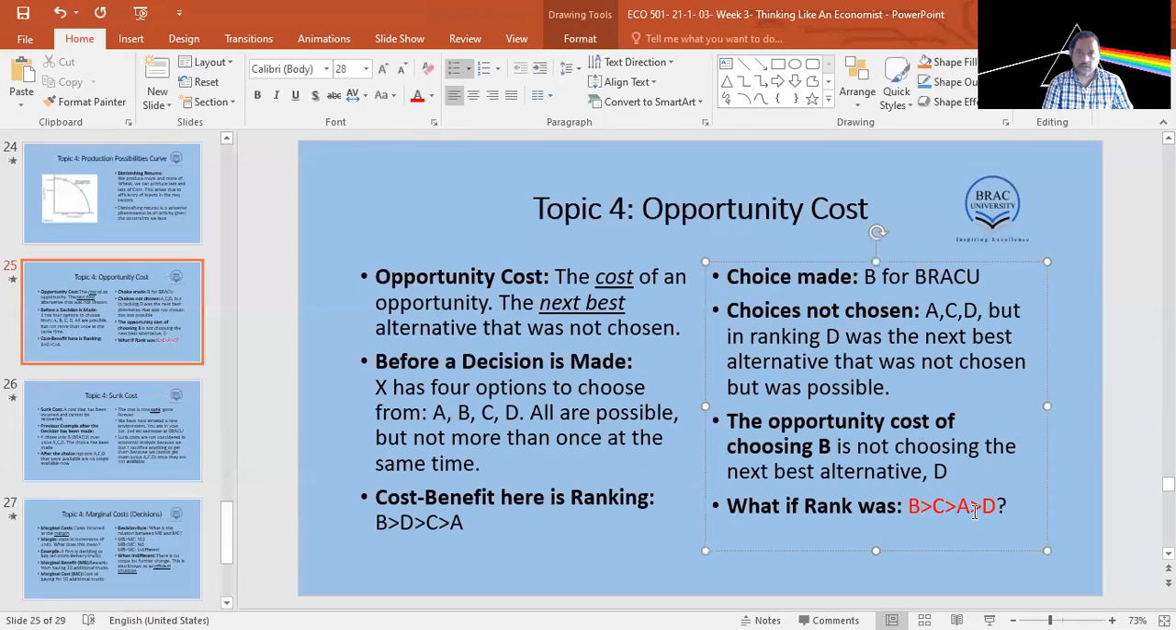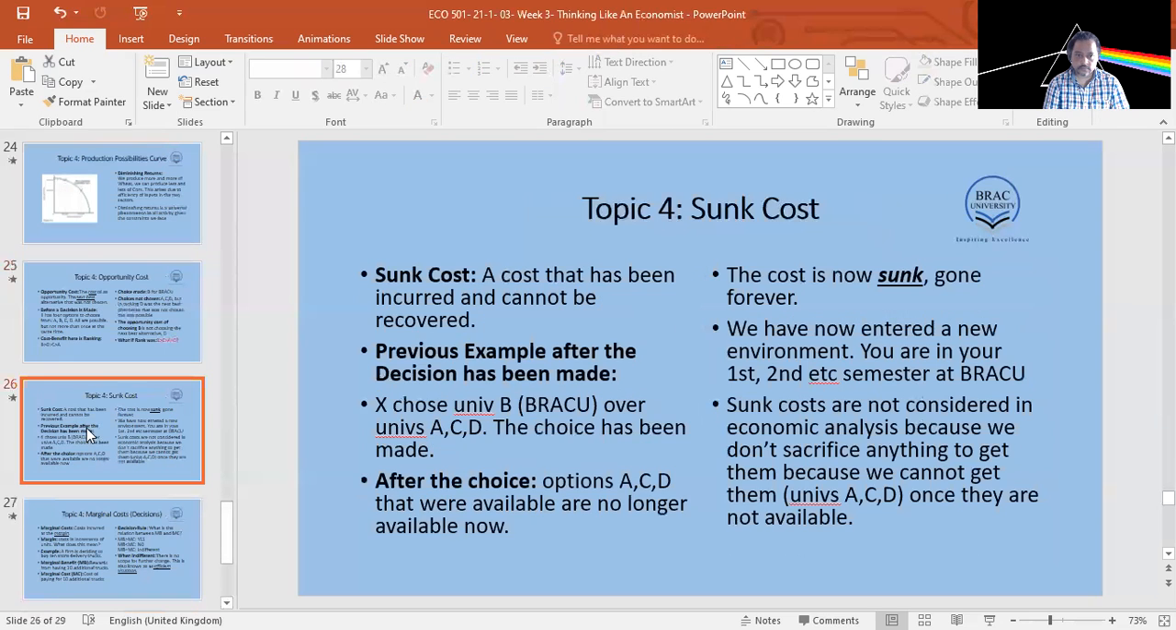Okay, not A. The next best alternative, if somebody else gave a ranking of say B, A, C, D, for them, A would have been the opportunity cost of choosing B. If somebody wrote B, D, A, C, then D would have been the opportunity cost of choosing B, etc. Okay, sunk cost is what? Once a decision is made, like we said in the previous week, everything that was available before the decision was made is now gone. That will not influence our decision making anymore.